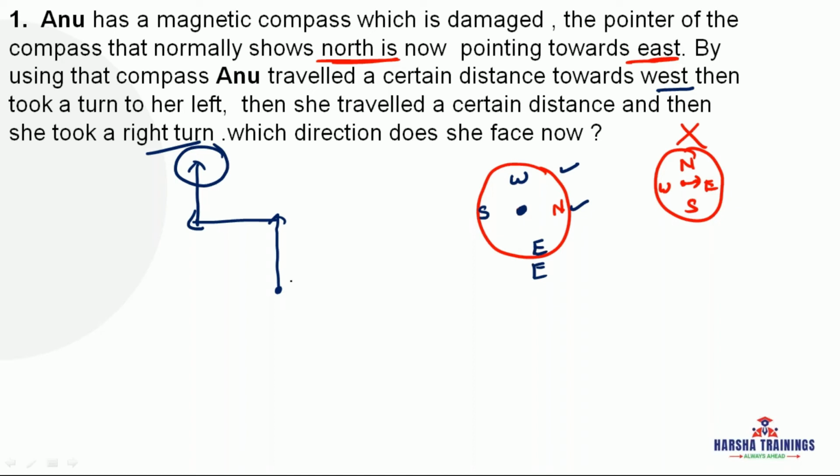So in most of the cases students tell this answer west. It is a wrong answer, because actually which direction is she moving? North side.